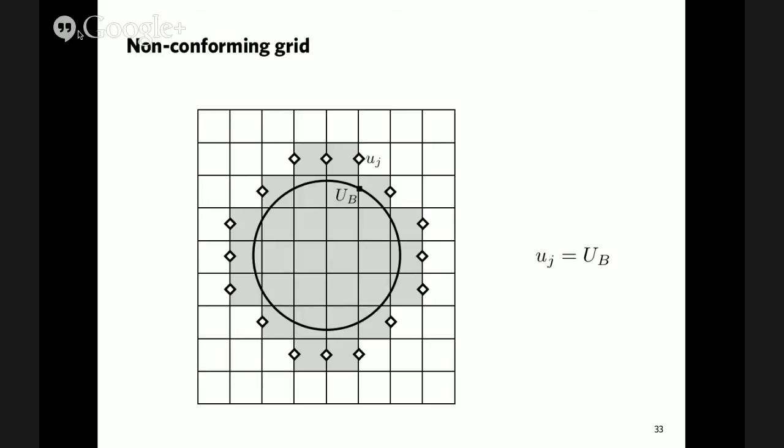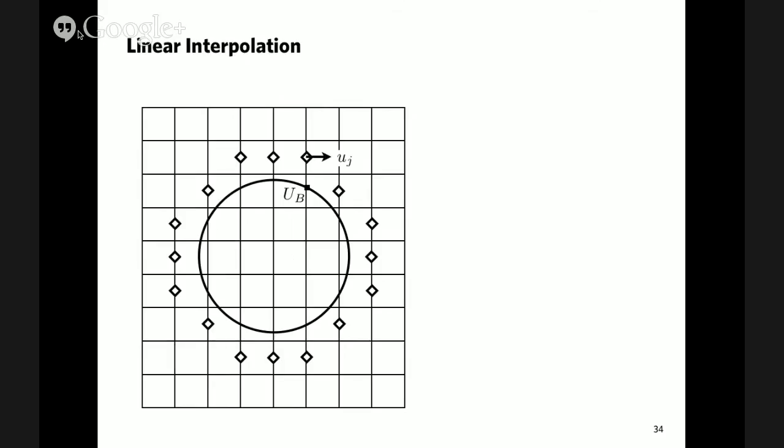It's a constant interpolation or a first-order interpolation. Or you could do linear interpolation, which is actually one of the more common things to do. And this is the exact method that the paper by Fadlin proposed, which is you take the adjacent point that's in the fluid, and then you take the point in the body, and then just linearly interpolate between those two points to get the value at UJ. And this is expected to be a second order convergence because you're using linear interpolation.